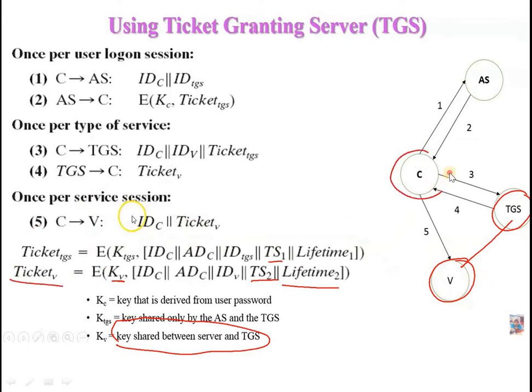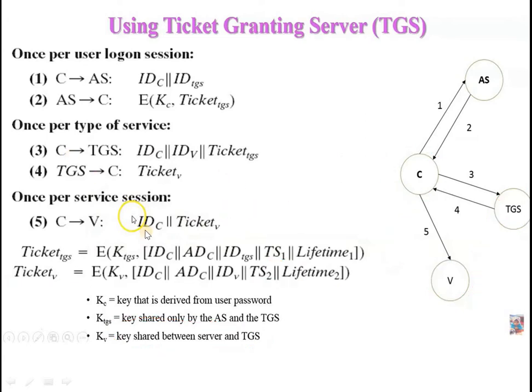Can the client decrypt it again? No, again not possible. Hence the client again sends that ticket V to the server V, along with its identification IDC. You can see this in the fifth step. Now the server receives this ticket V and decrypts it, because KV is known to the server V. It decrypts and comes to know IDC, ADC, IDV, timestamp 2 and lifetime 2.